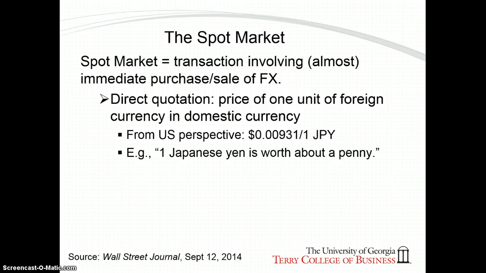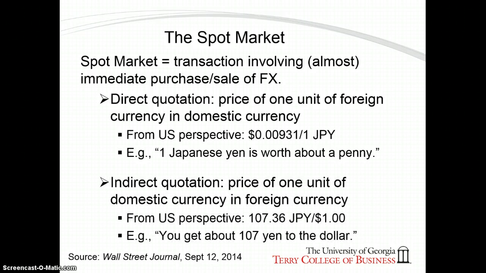For example, from a U.S. perspective, a quote of $0.00931 per yen is a direct quote. It tells us the price of 1 yen in dollars. To put it another way, it tells us that 1 yen is worth about a penny.